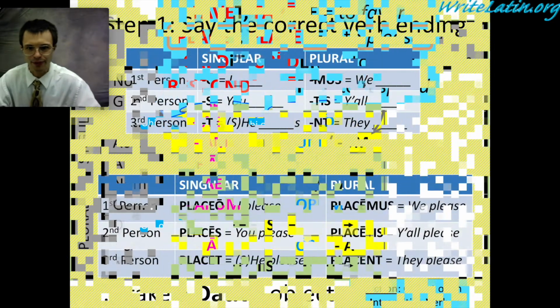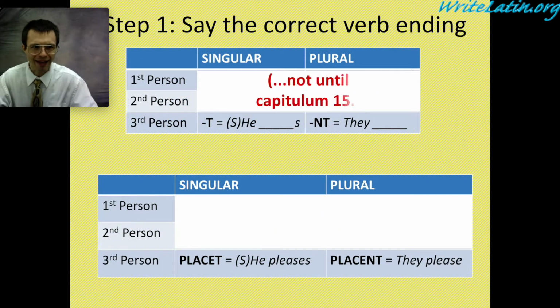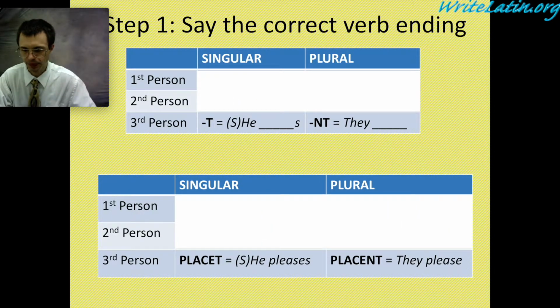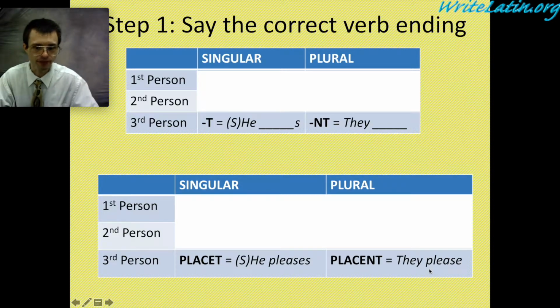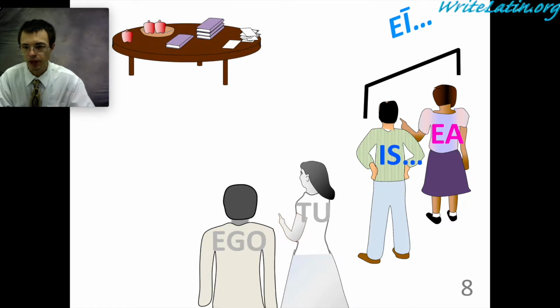Okay, so now your sentences are going to get wild. Okay, so we don't use these endings here, and instead the endings we're going to use today are just T and NT, like placet, he, she pleases, and placent, they please. Or favet, she favors, favent, they favor. Okay, so here are my persons and numbers. Ego and tu we haven't learned yet, so they'll disappear soon. Is, ea, ei, he, she, they.